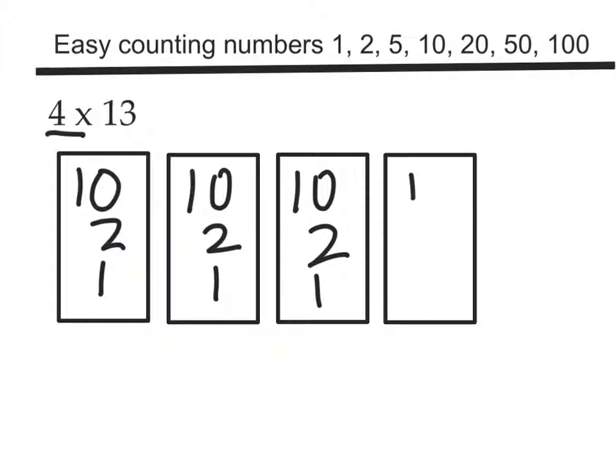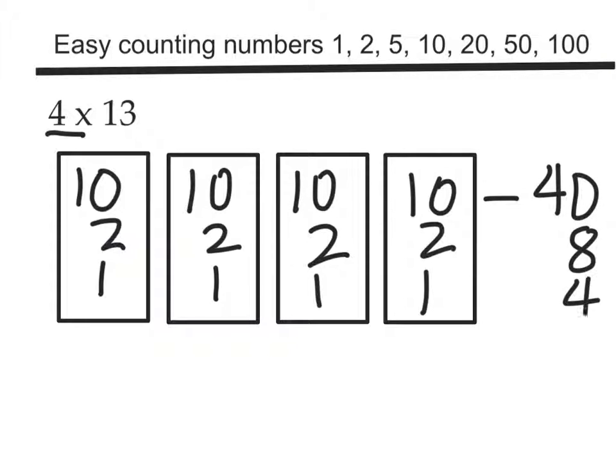So I have 4 groups of 13, and each one is decomposed as 10, 2, and 1. I add them up, and I'm going to get 40 for the 10s, 8 for the 2s, and 4 for the 1s. So my total is 52. That is 4 times 13 is equal to 52.